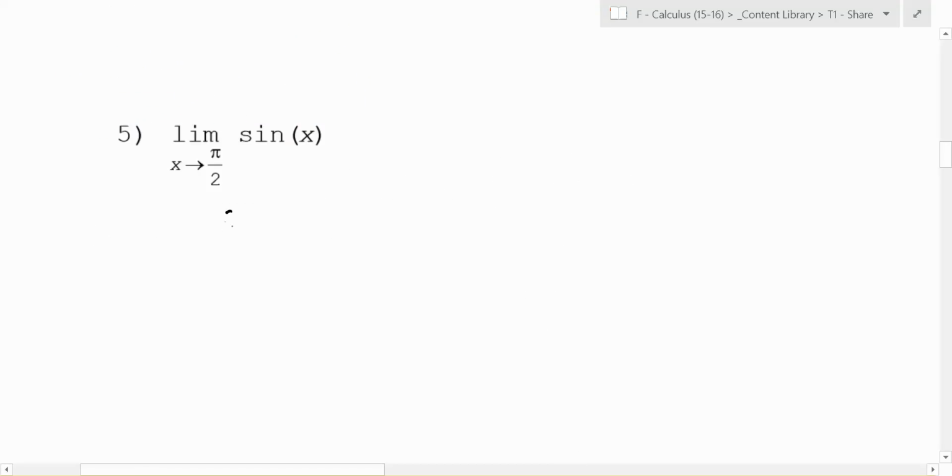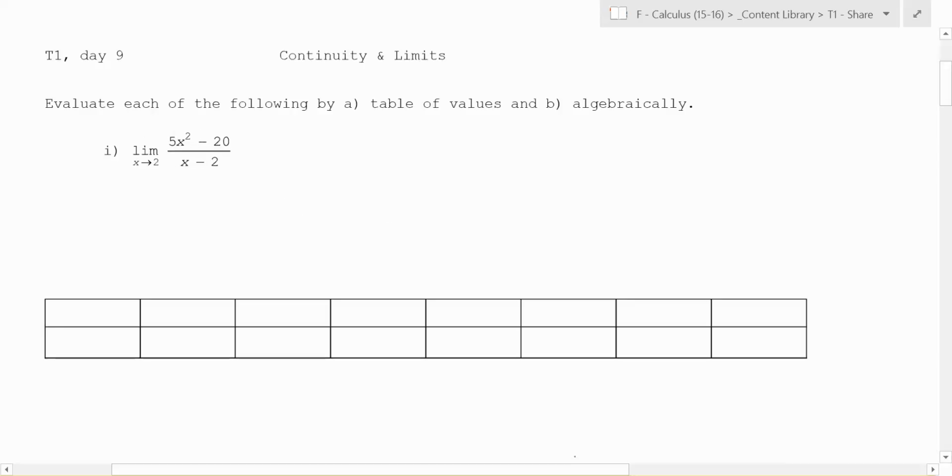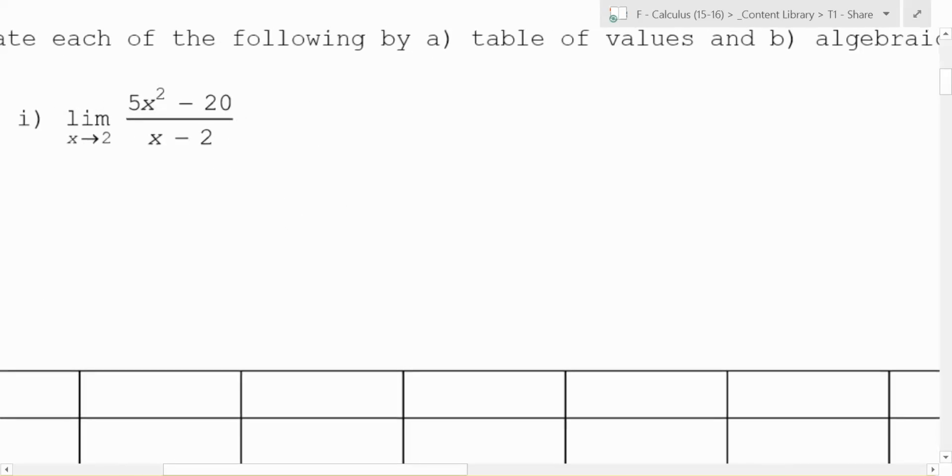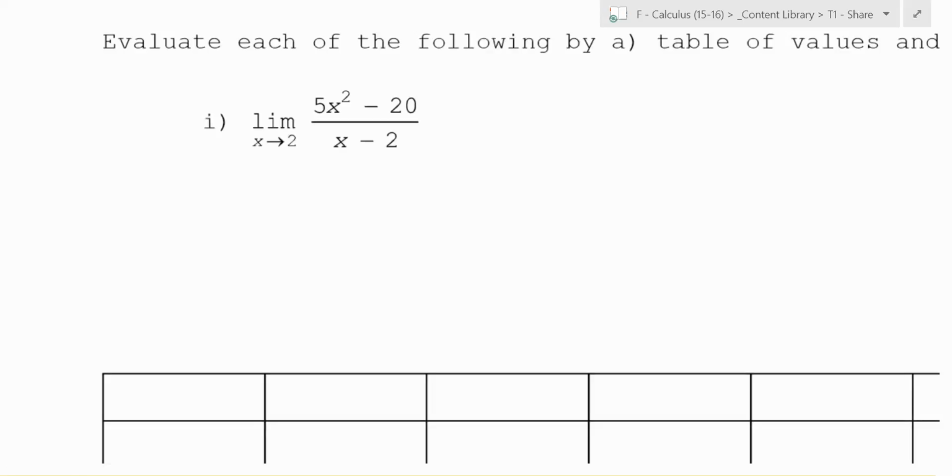You plug it in. What is sine of pi over 2? It's 1. Sine of pi over 2 is 1. Try to plug in 2. Can you plug in 2 into that? No, because the denominator becomes 0.